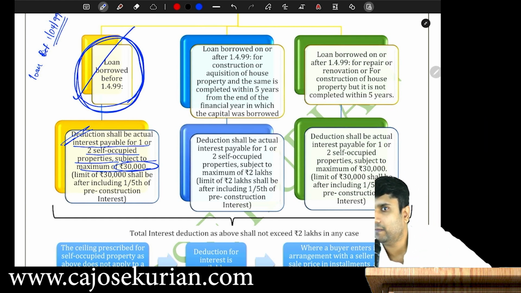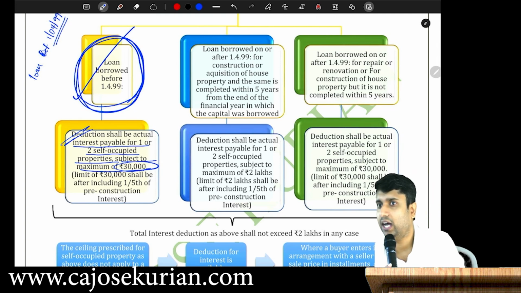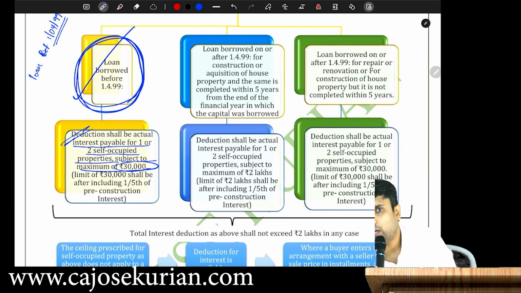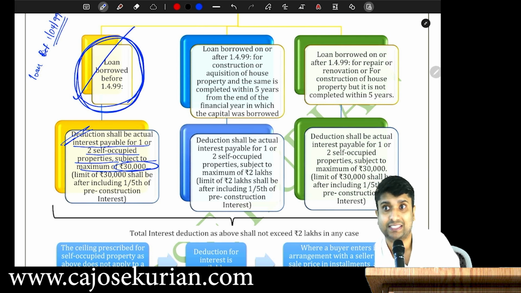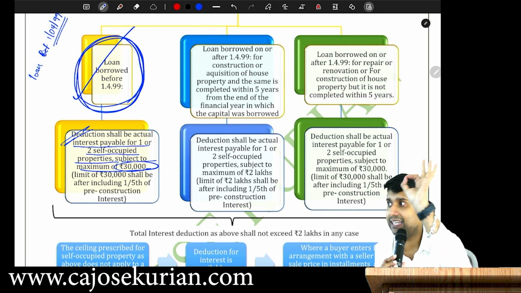What do you mean by actual? Actual interest. Are you all with me? You have taken a loan before 1st April 1999 and you are paying some interest. How much is the maximum deduction for the interest? Maximum deduction shall be 30,000.